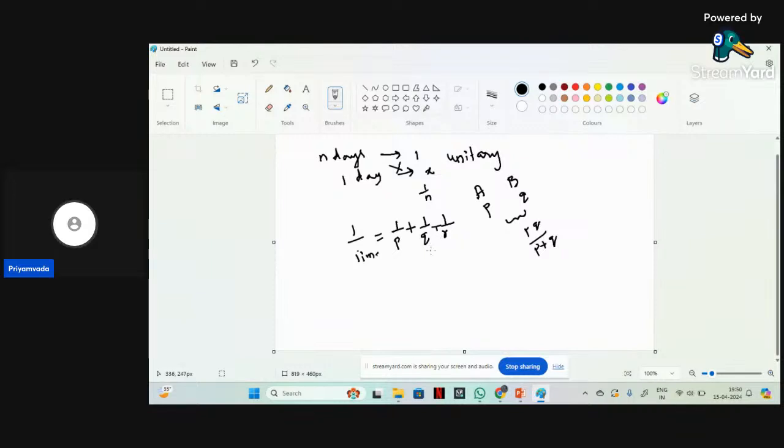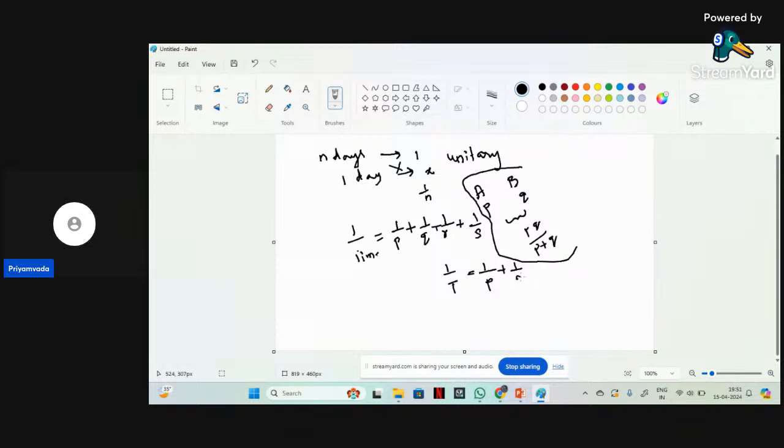So the time effective will be 1 by P plus 1 by Q plus 1 by R. And if there's one more person, we'll write 1 by S as well. In this particular scenario, we have only two people. So we'll write 1 by time effective, capital T, equals 1 by P plus 1 by Q.